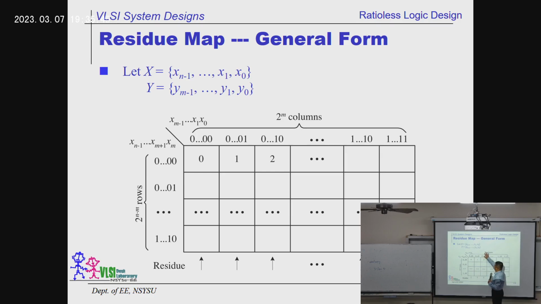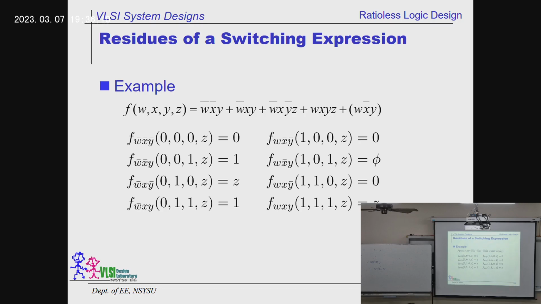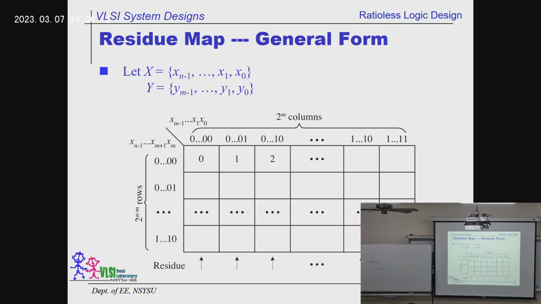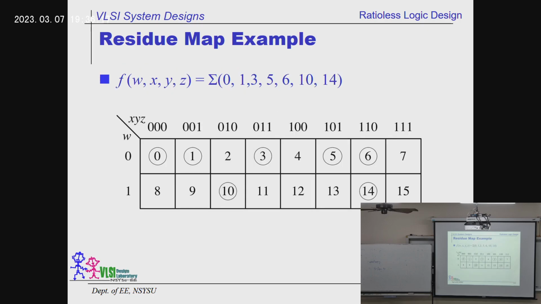We have 2 to the m columns and 2 to the n minus m rows. So we can arbitrarily select how many variables we want to do the residue operation on, and the residue will be here. This is the number we plug in, just like the one we had before. This is the equation way, and this is the map way.